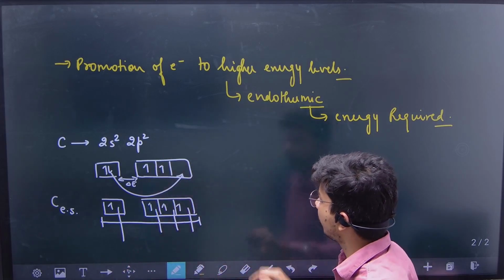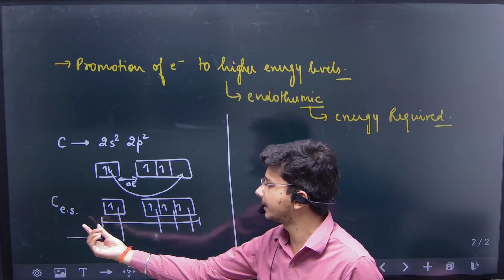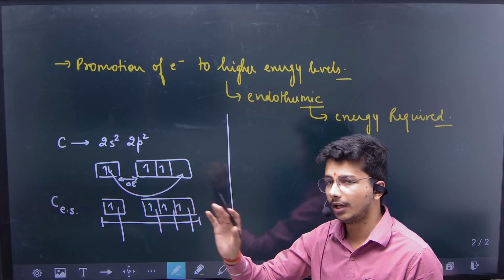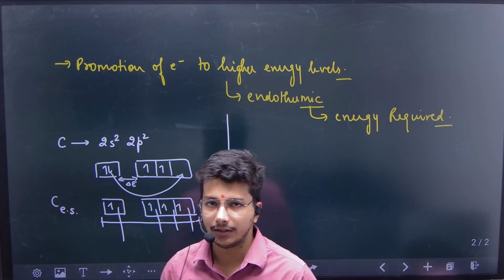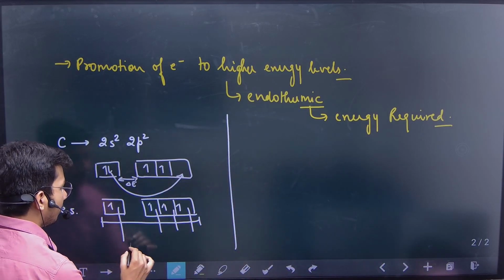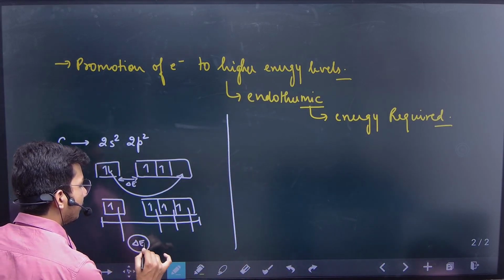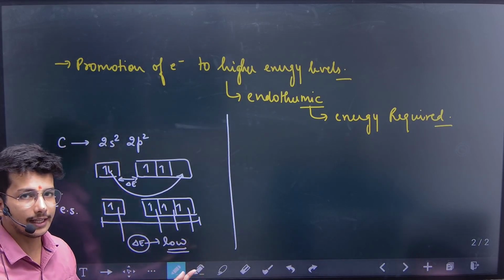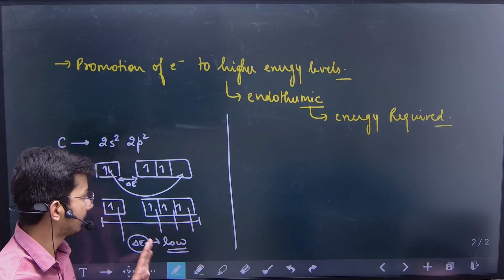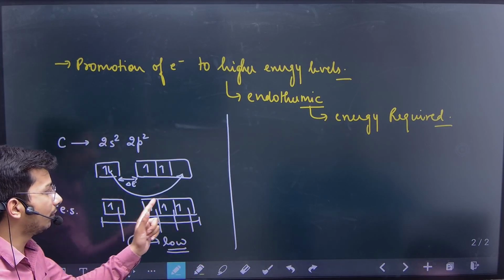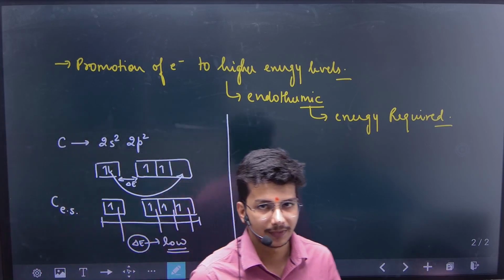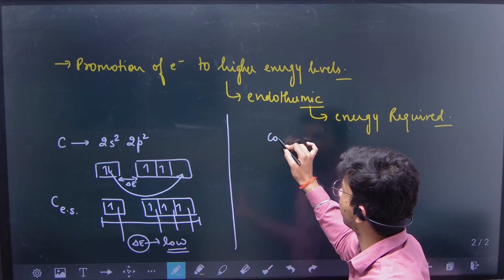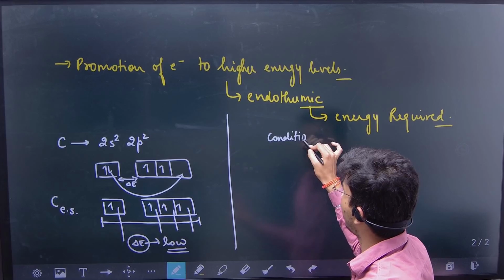So this is carbon and this is the excited state of carbon. The electron is going from 2s to 2p, and everything is fine because the energy gap is very low. The energy gap is low and it is accessible at room temperature. Hence, the electron can go from 2s to 2p in the case of carbon. So we are getting two conditions for excitation.